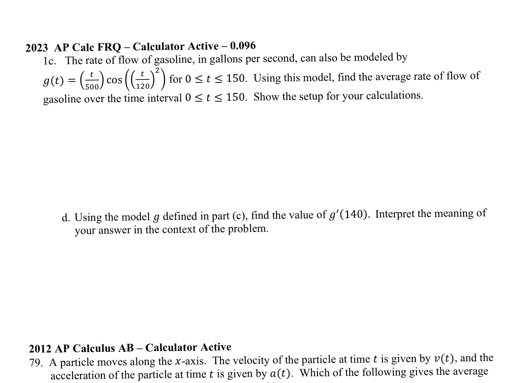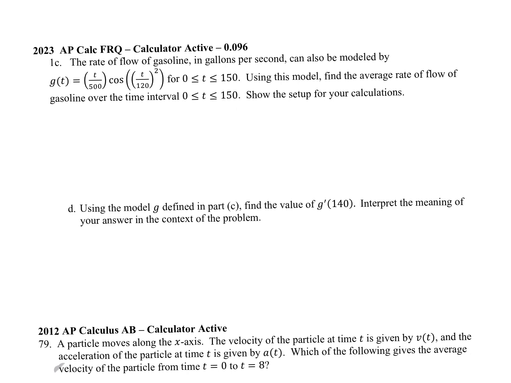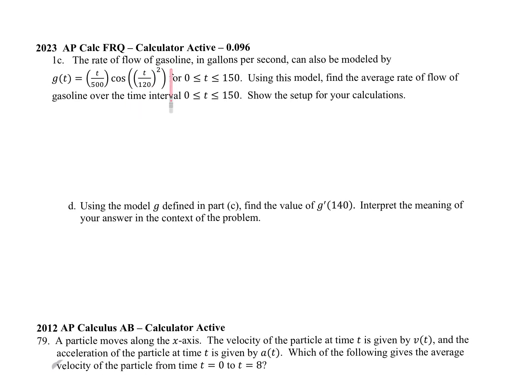Question 1 here. So we're at question 1. I skipped the top question. We're going to come back to that. Question 1, it says the rate of flow of gasoline in gallons per second is modeled by G. You guys, even though they named it G, this is actually a G prime, right? Rate of flow. Okay. Between 0 and 150.